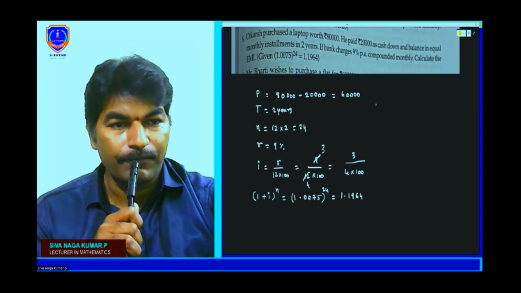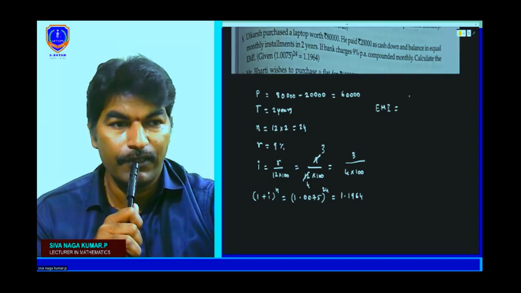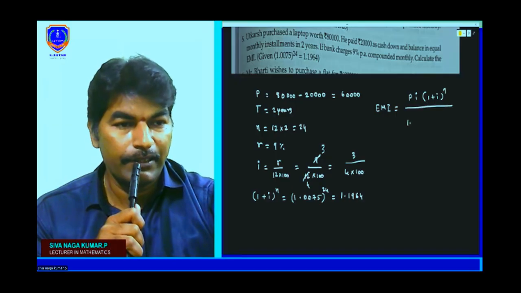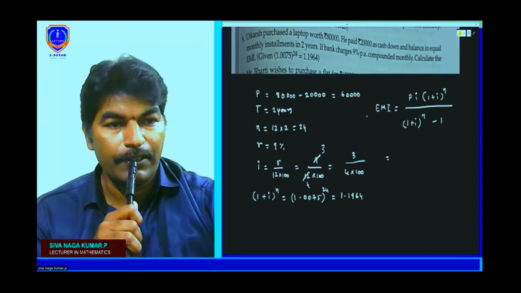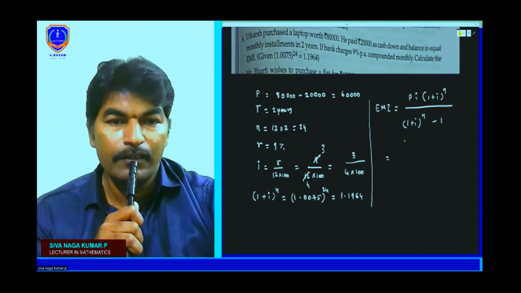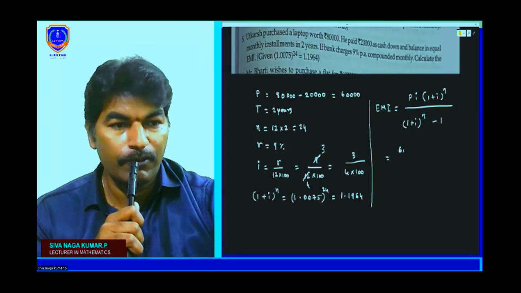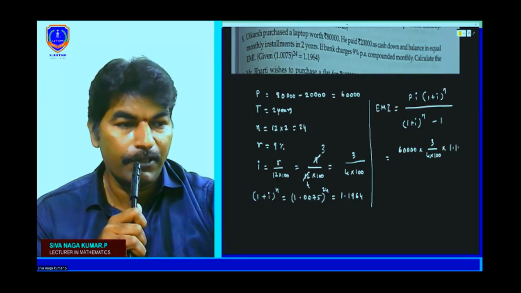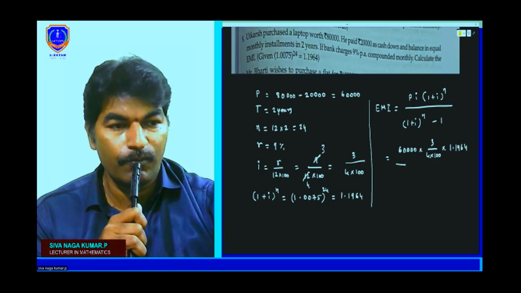Okay, let's calculate EMI. Look at the positive power. Positive power means which formula should we use? P I of 1 plus I whole power n divided by 1 plus I whole power n minus 1. So P means principal loan amount 60,000. And the rate of interest, you can copy 3 by 4 into 100, multiplied by 1.1964, which is the 1 plus I whole power n value.